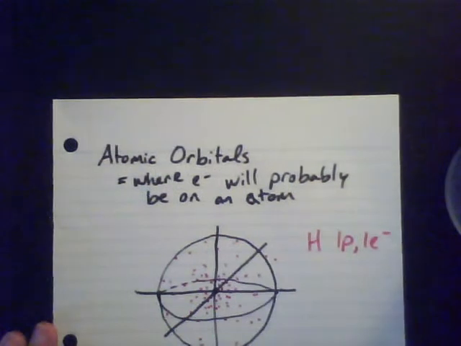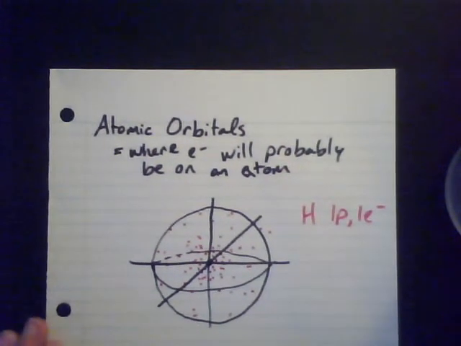Sometimes these atomic orbitals are called probability clouds. I like to think about them as where the electron will probably be on an atom. And I don't mean probability like, oh, I'm probably going to go to the mall today. I mean in a probability sense, like there is a 98% chance that you're going to find an electron within these boundaries. So these atomic orbitals give us very real, mathematically driven information about where the electron is going to be.